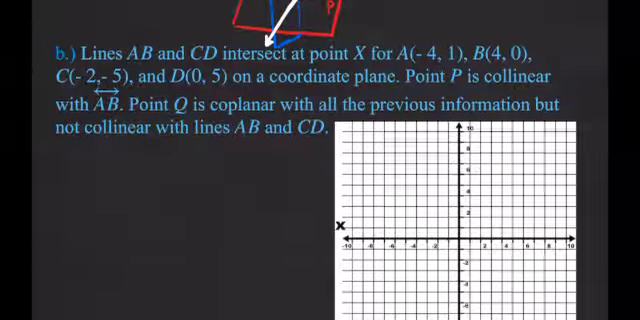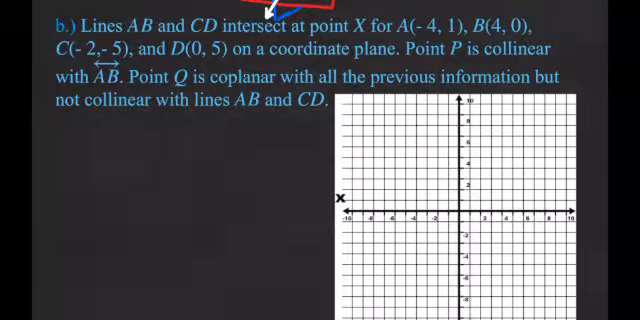Let's draw a picture of this. We know we have some points, so let's put these points on the grid. We have -4, 1. This is going to be A. We have 4, 0. This will be B. Okay, and we are going to connect them. I'm going to use a blue line. We're going to connect those and draw a line that goes through. And we want to make the line extend in all directions.